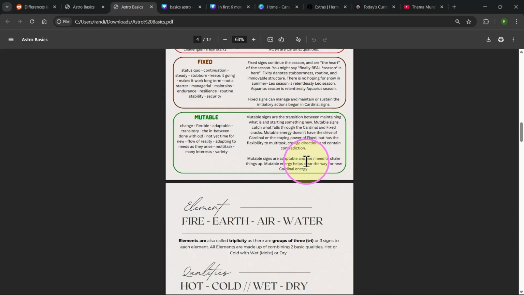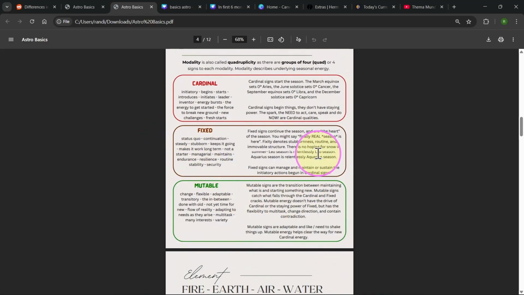It may not help clear the way so much as distract you with smoke and fog, like, isn't this cool? Let's talk about these things. And then something new is started and now you're in that new energy. Okay? The mutable is the time between. Keywords for mutable are change, flexible, adaptable, transitory, the in between, done with the old, not yet time for the new, the flow of reality, adapting to needs as they arise, multitasking, many interests, variety.